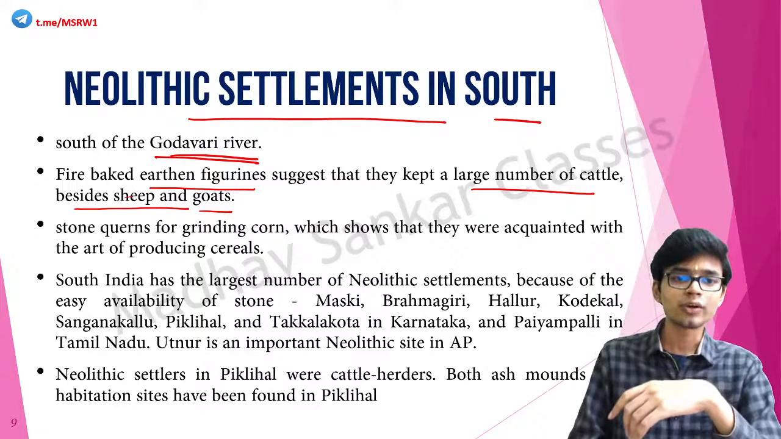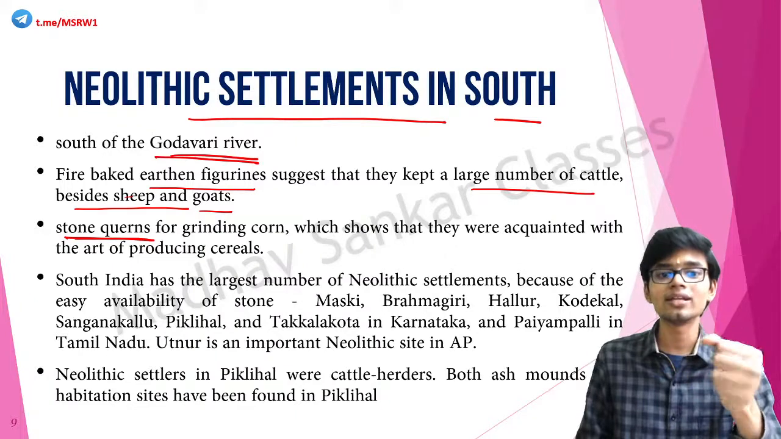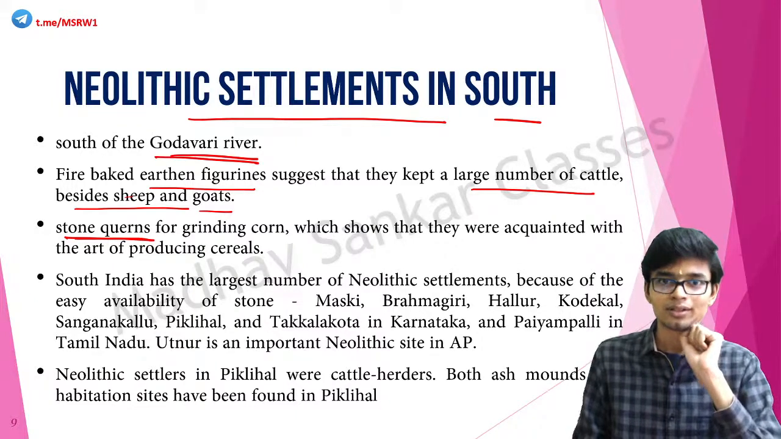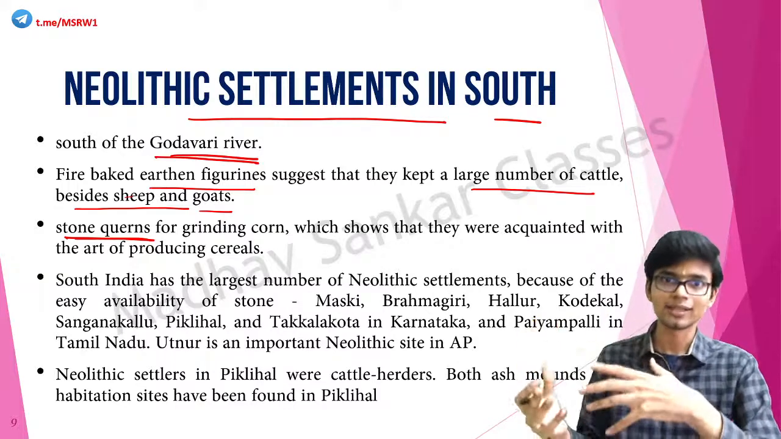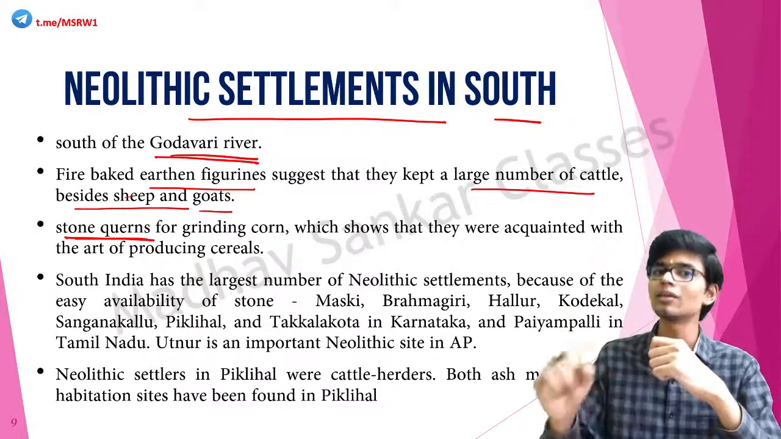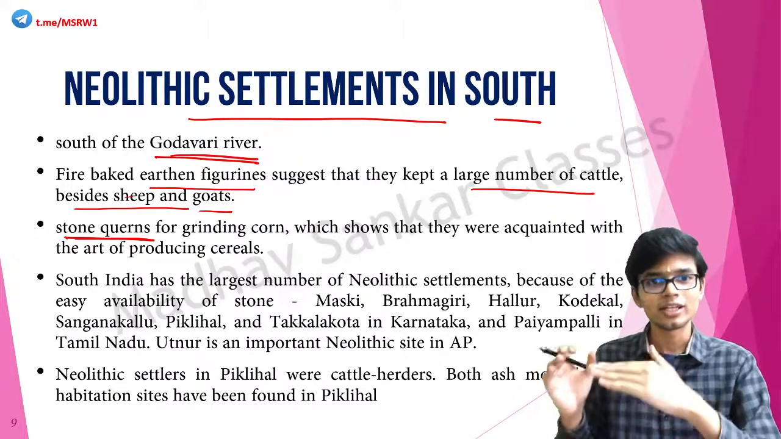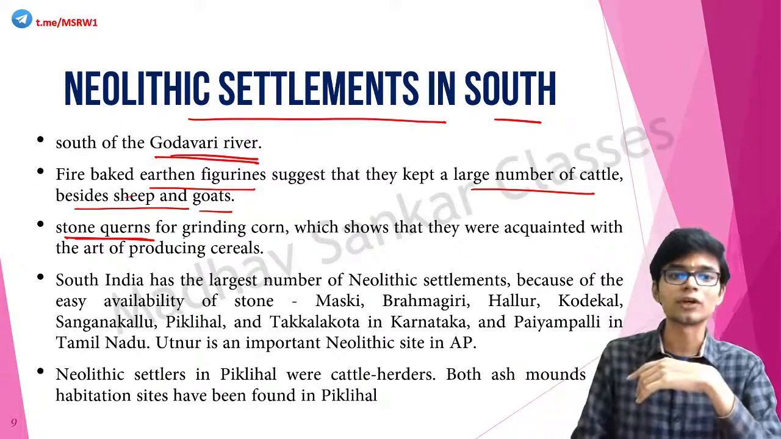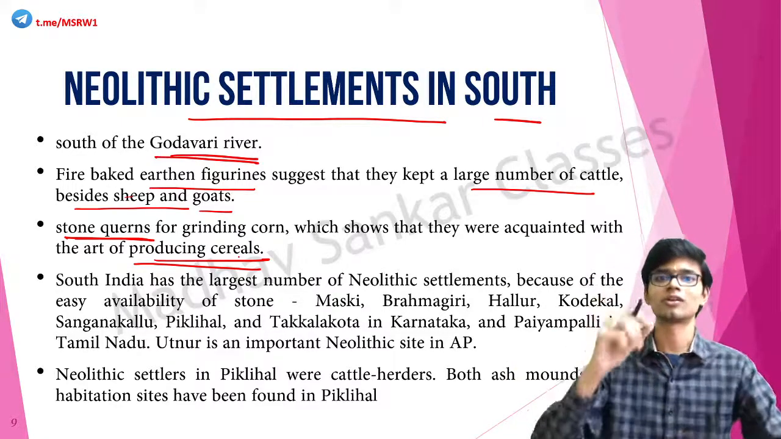Then stone querns were found. These were actually used to grind corn. If a stone quern is found at some place, it obviously means the process of grinding has to happen. Grinding what? Grinding cereals. Which means what? South Indian Neolithic sites knew the art of producing cereals. This is how historians connect the dots.